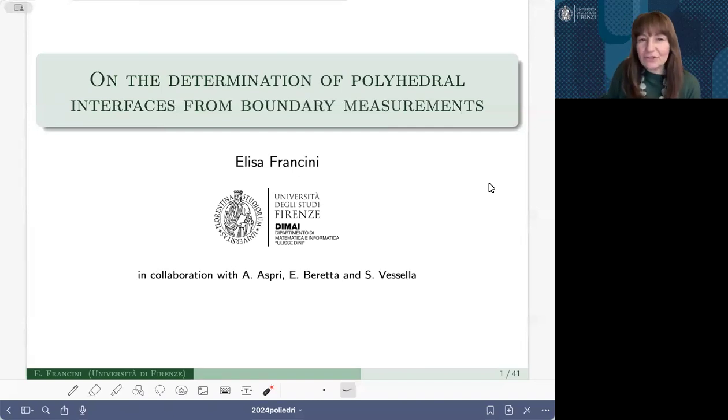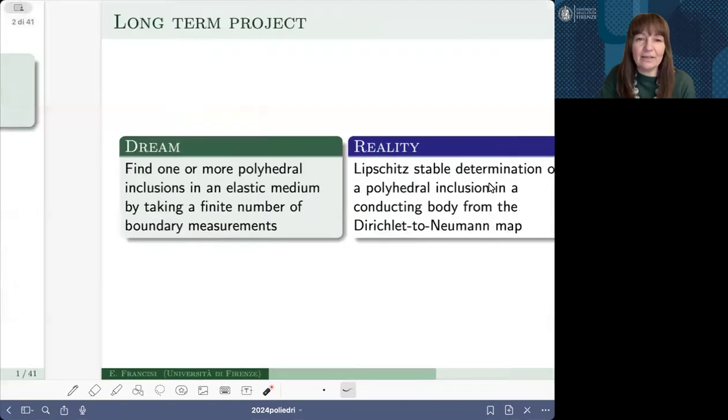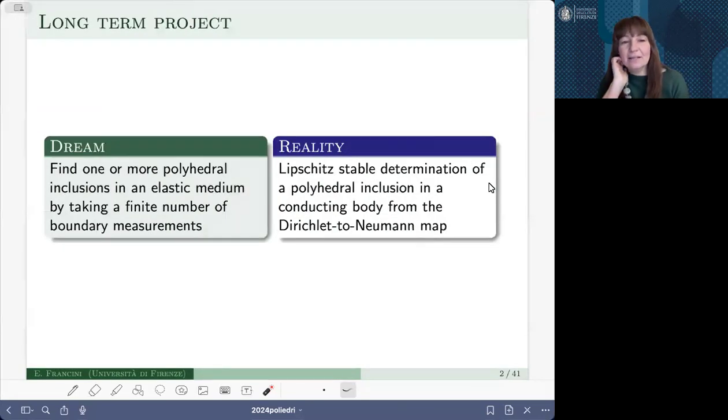What I will try to tell you today is something about determination of polyhedral interfaces from boundary measurements, which is a result that we got together with Andrea Aspri, Elena Beretta, and Sergio Vessella. But all this problem comes from a long standing project that has been pursued by some different collaborators. And our dream was to be able to find one or more polyhedral inclusions in an elastic medium by taking a finite number of measurements.